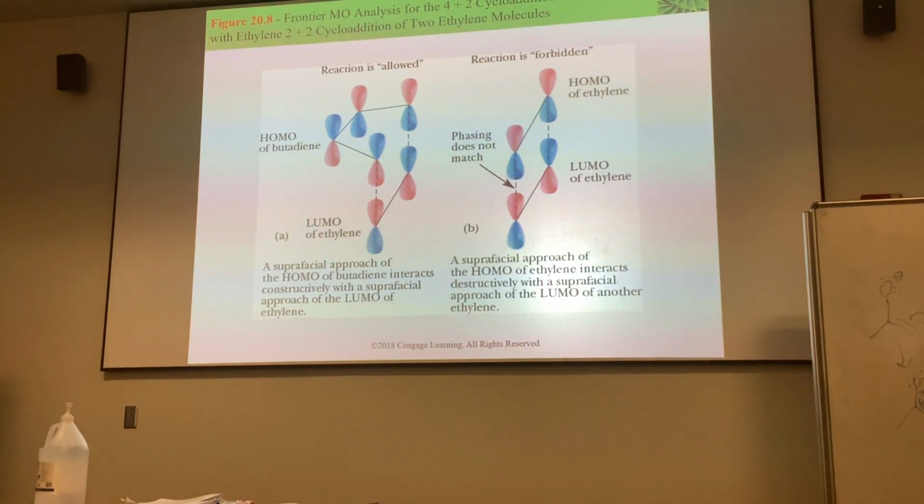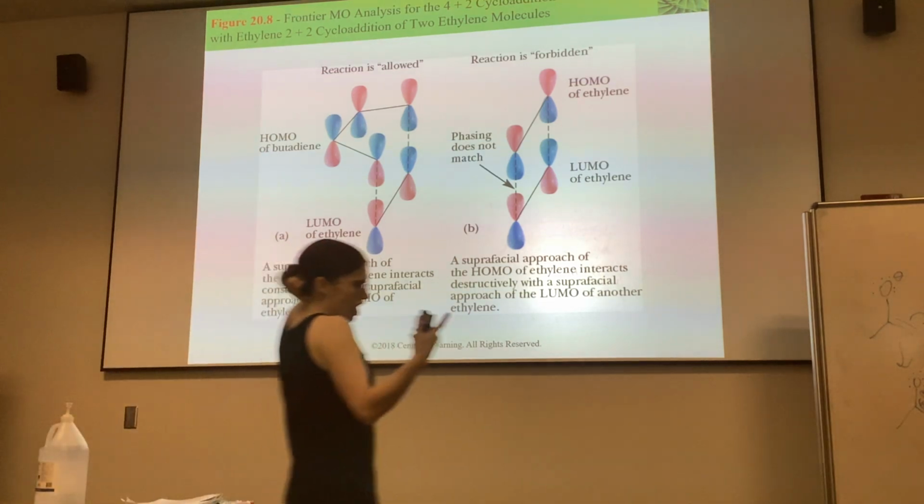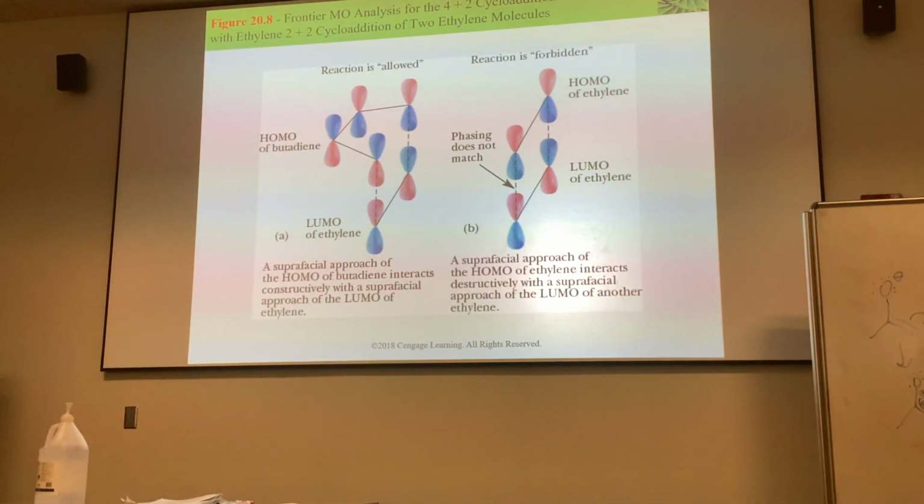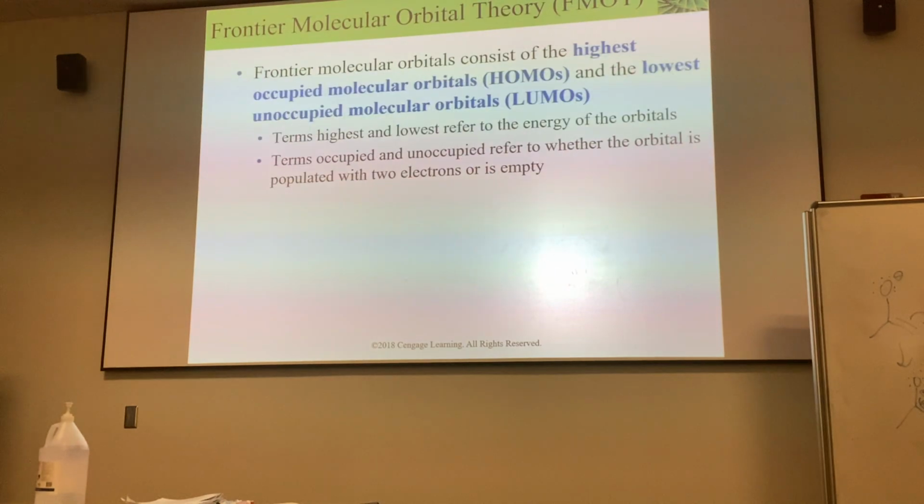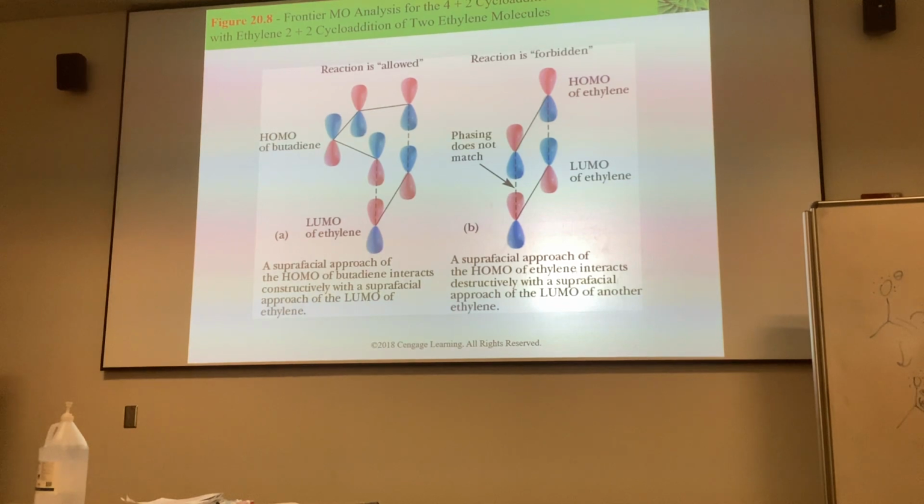Doesn't mean it doesn't happen, just means you have to do it not as a pericyclic reaction. Basically, be able to do this if I show you pictures. I'll show you the pictures of the molecular orbitals, and you can tell me if it's allowed or not allowed. But I might have you draw molecular orbitals, yes.